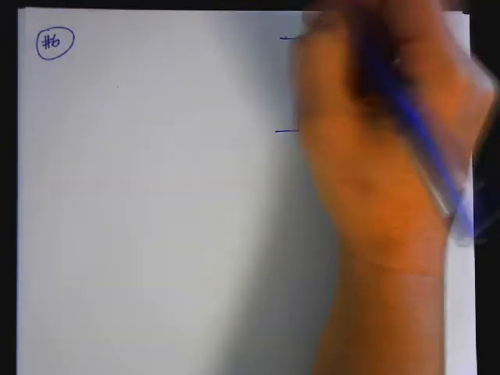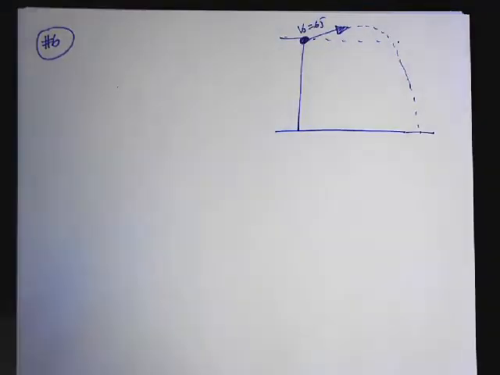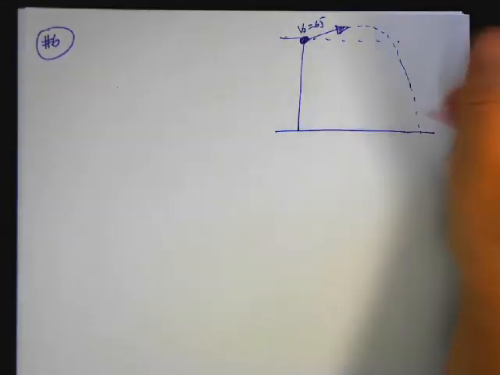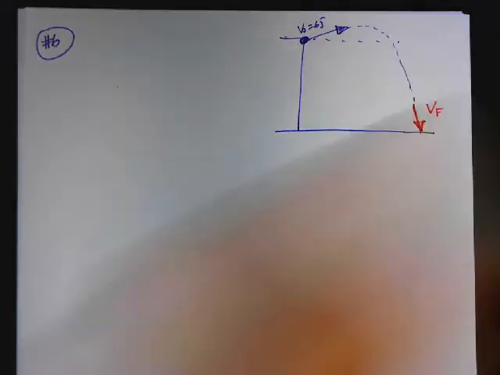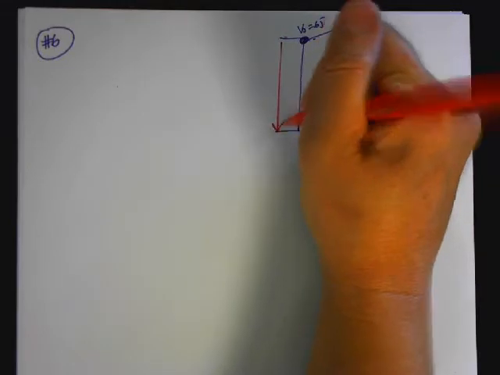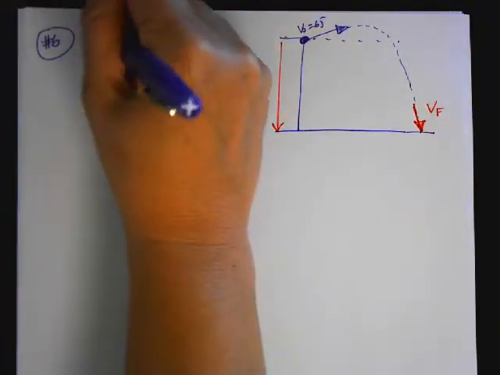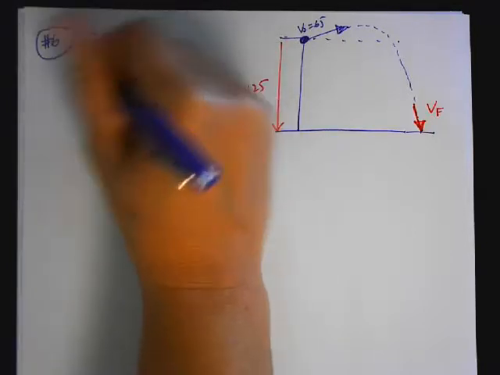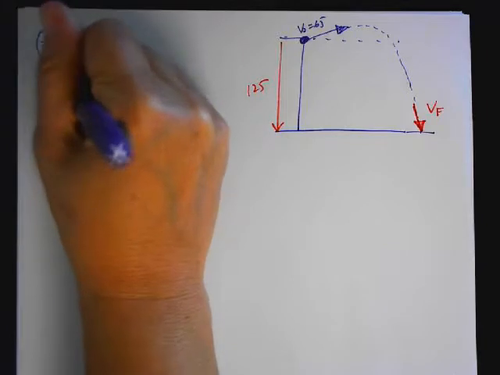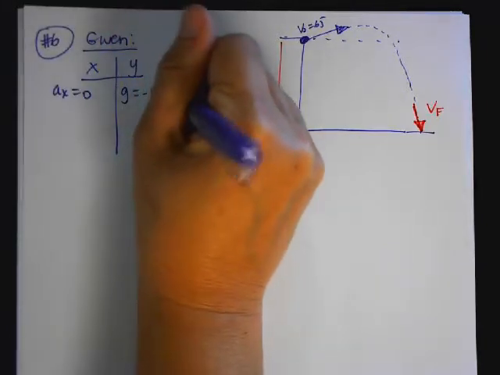Here's my initial velocity, which is 65, and it's going to go like this. This is important because, remember, this is my final velocity, which is at an angle. They tell me that this is 125. The first thing we're going to do is write our x and y given. So a_x is 0. g is equal to negative 9.8 meters per second squared.